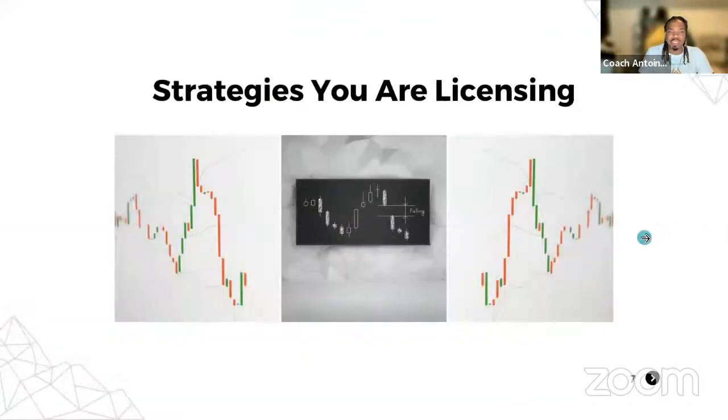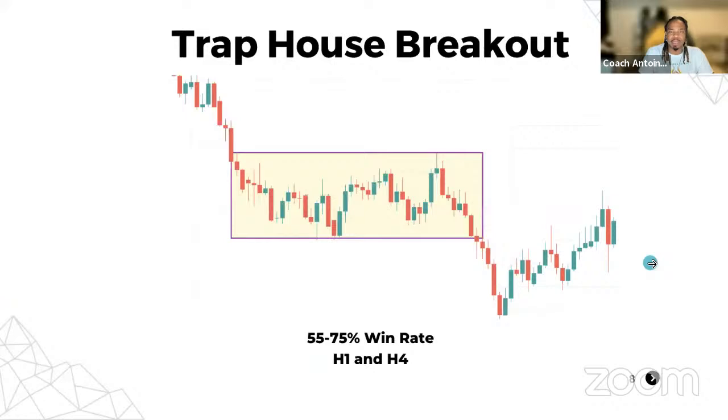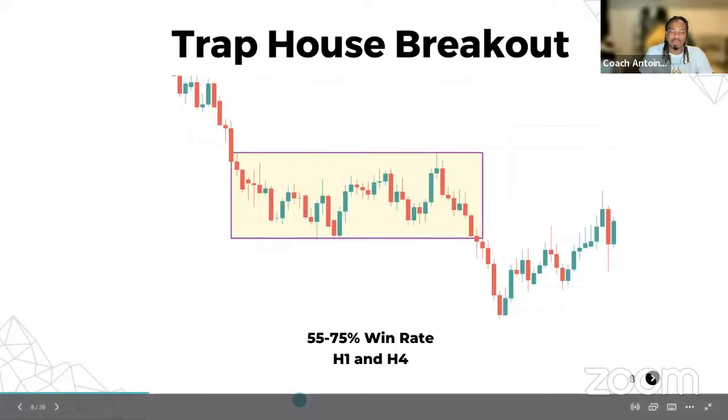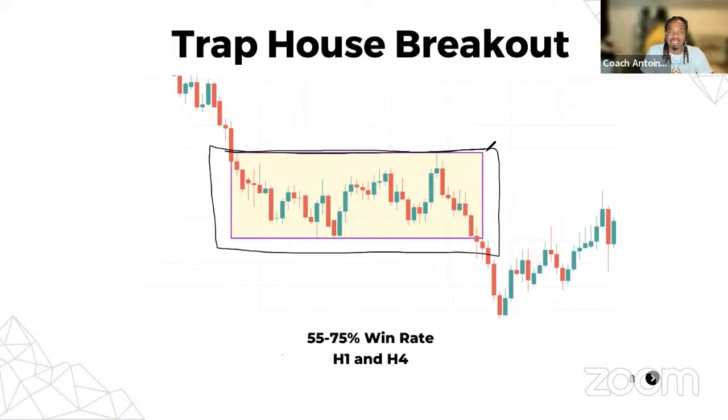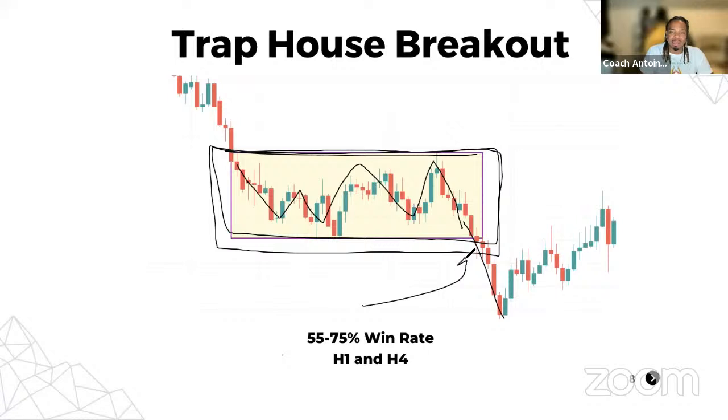So the strategies that you are licensing, we'll talk more about that. There's really mainly two strategies, okay? We got the trap house breakout, which is pretty much where T.Bot will identify a trap. A trap just means the market is stuck in a specific area, okay? And then once it's bouncing around in that area for a while, we wait for it to break out. That's the trap house breakout, okay? So we teach you how to do this just manually when you come to day trading school. And then we also automated it with T.Bot.